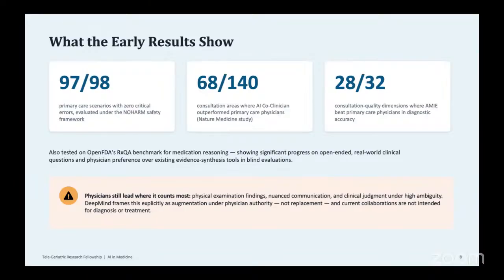DeepMind says these systems are intended to augment physician authority, not as a replacement, and that current collaborations are not intended for actual diagnosis or treatment decisions. That distinction matters, and I think it's the right place for the technology to sit right now.